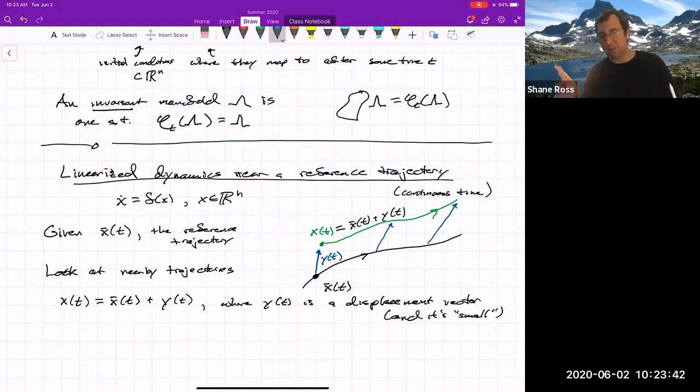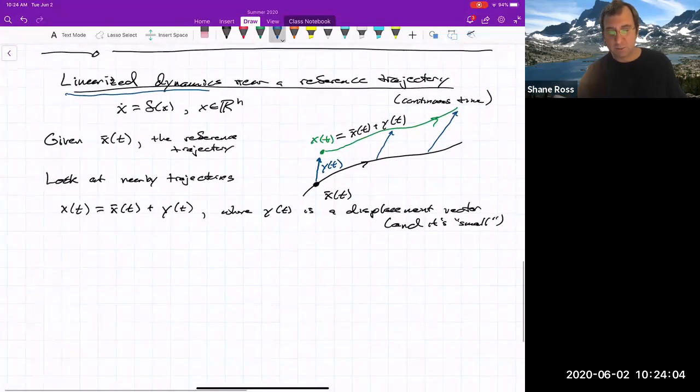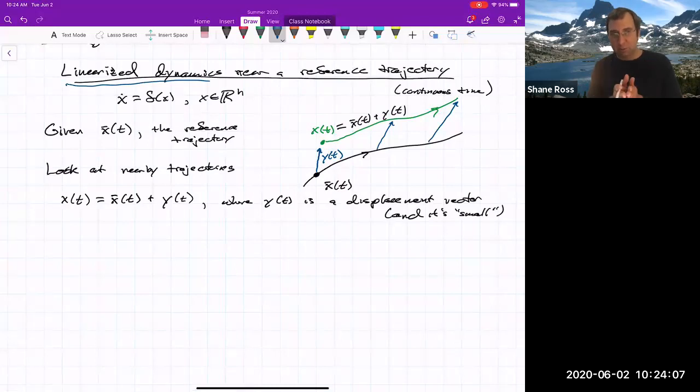So we want to know what happens to the displacement vector. Knowing what happens to that displacement vector will tell us things about the reference trajectory. We could ask questions like, is the reference trajectory stable or unstable? Or more generally, what are the linearized dynamics near it? So we want to get an idea of the phase space structure around this reference trajectory. Later on, we'll specialize to reference trajectories which are just equilibrium points, because those are the simplest to analyze. But right now, it's a general reference trajectory.